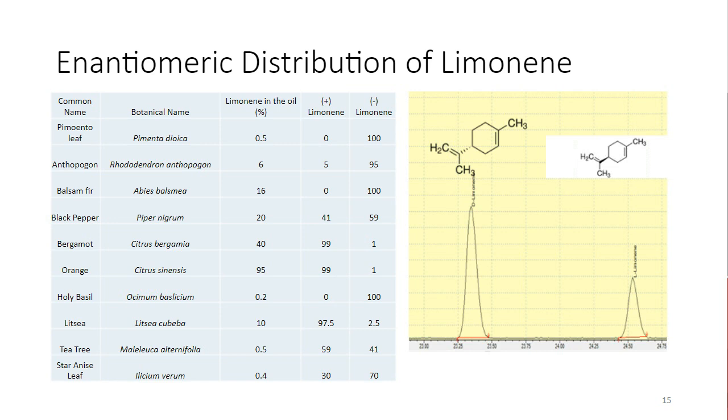And from plant to plant, their enantiomeric ratio varies. Orange is the cheapest oil out of all, and orange limonene is added to other oils. For example, balsam fir has 0% D-limonene over 100% L-limonene. If they are mixed, the ratio will change, and it will tell you if the oil is pure or not.